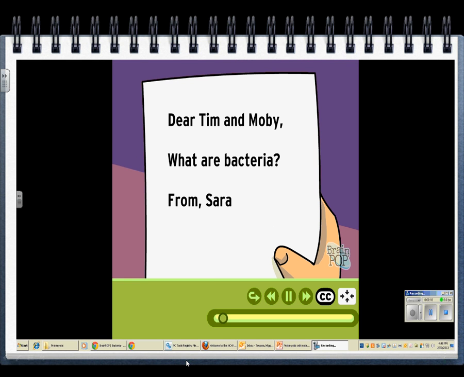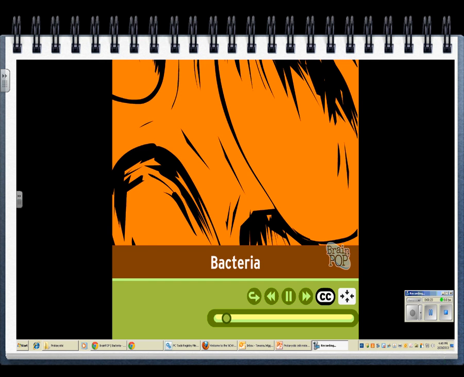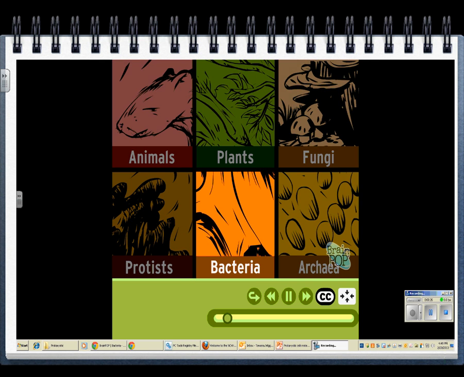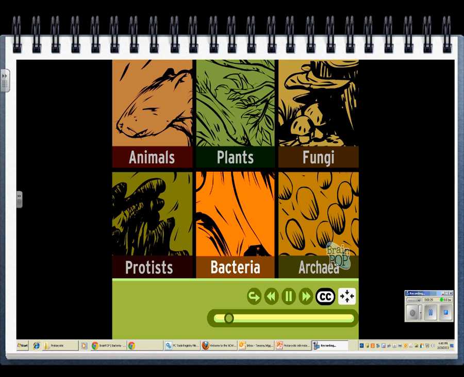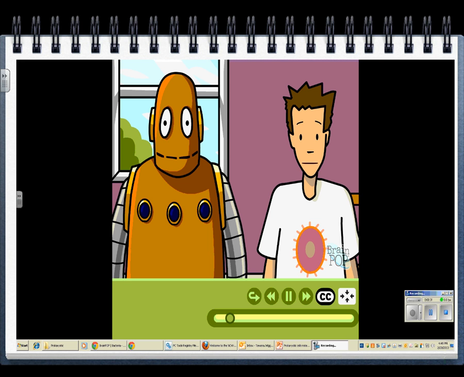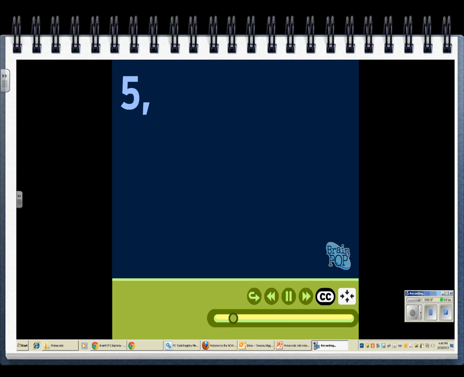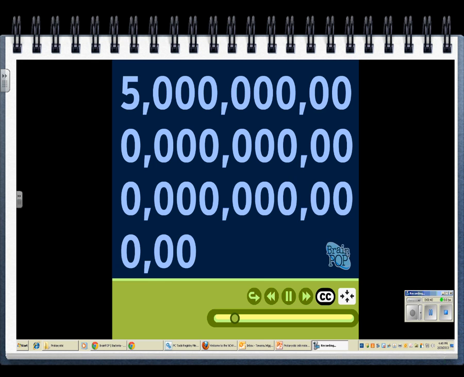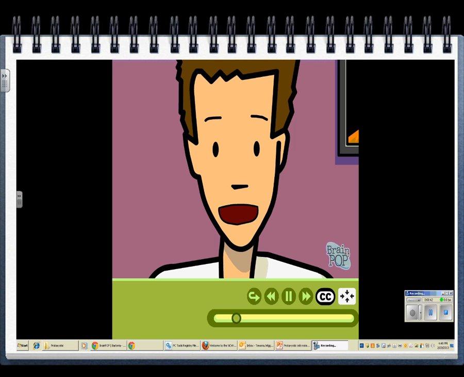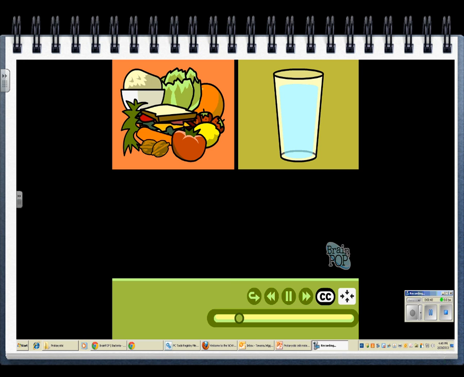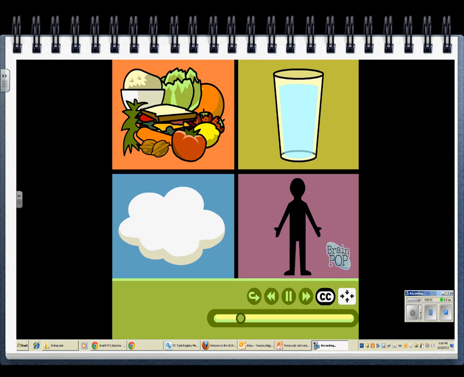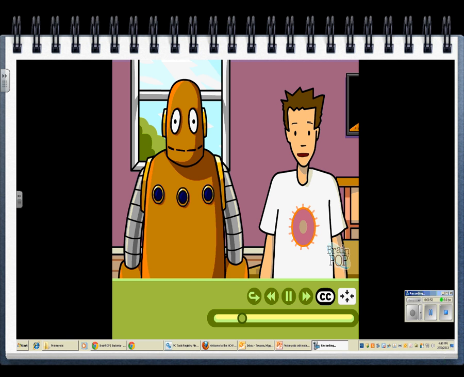Dear Tim and Moby, what are bacteria? From Sarah. Bacteria are single-celled microscopic organisms, and they make up one of the six kingdoms of life on Earth. They're also the most abundant form of life on Earth. There's something like 5 nonillion of them right now. 5 nonillion, that's a 5 followed by 30 zeros. Even though they're too small to see with the naked eye, bacteria are all around us. They live in our food, our water, our air, and even inside our bodies. In fact, there are more bacteria inside your digestive tract than there are human beings who have ever lived.